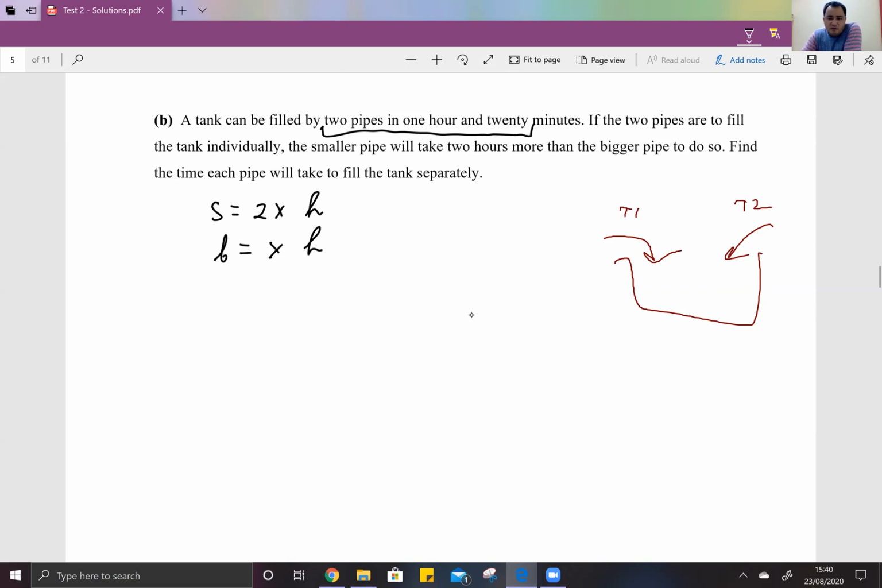And the second part is, if the 2 pipes are to fill the tank individually. It means that here maybe 2 different tanks of the same volume. Here we have tap 1, and this one is tap 2. So if you just open this tap here, the smaller pipe will take 2 hours more than the bigger pipe to do so. Find the time each pipe will take to fill the tank separately. Do you understand the question? Yeah. Okay.